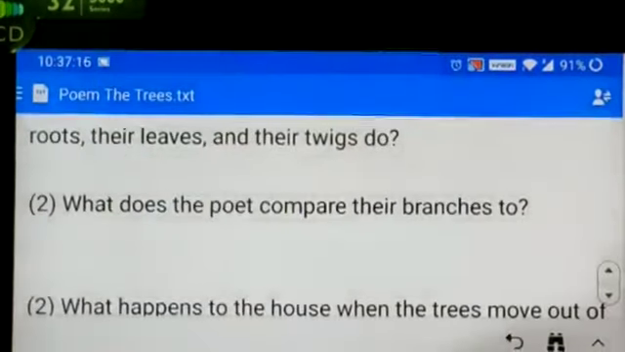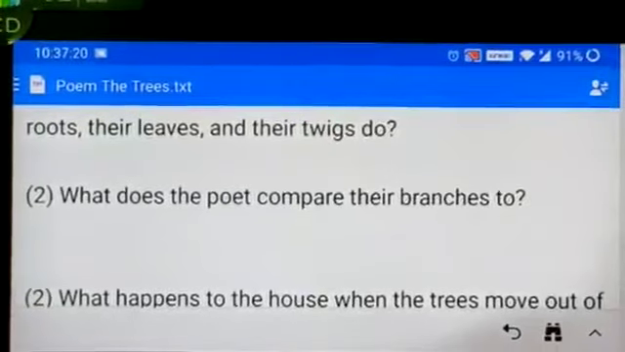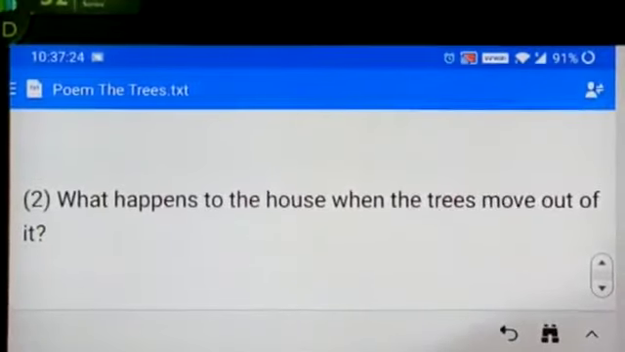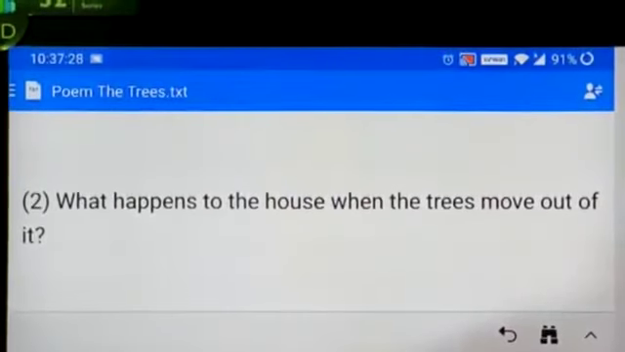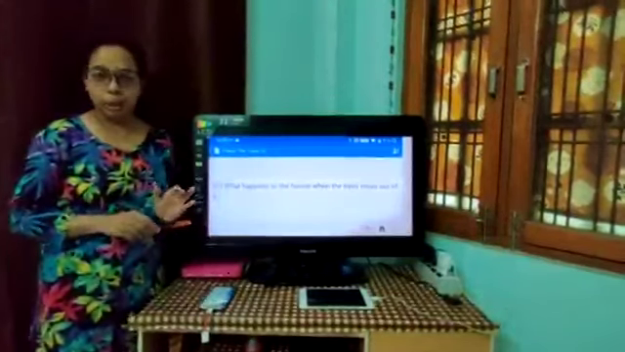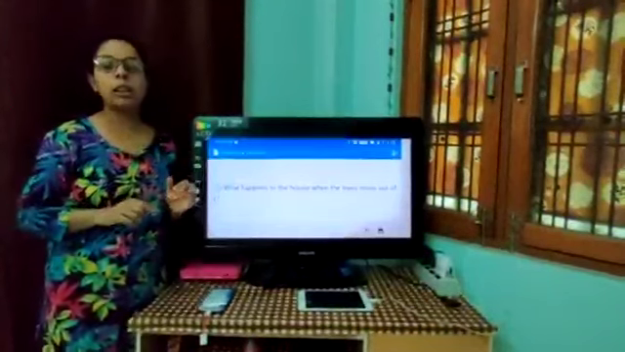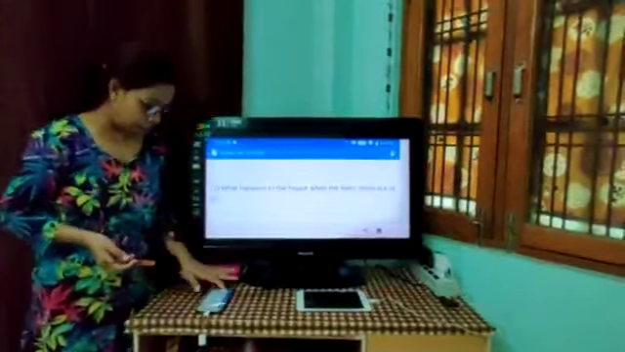Next is, what does the poet compare their branches to? Find out. Okay, it's very easy. That is why I am not discussing. What happens to the house when the trees move out of it? The house is all empty. Empty why? Because its residents have gone out. So now it is not having the liveliness that it used to have earlier.